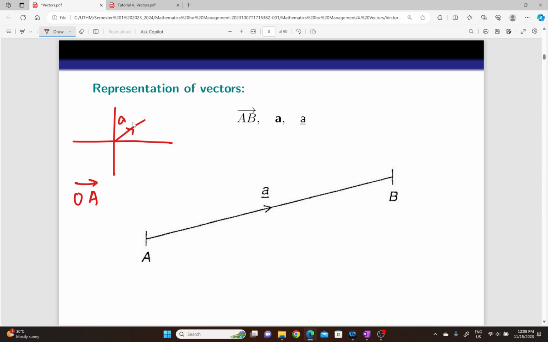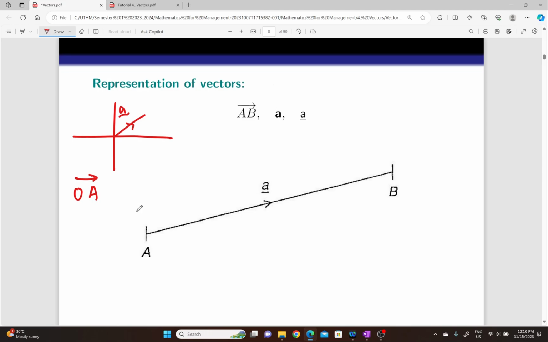Another notation is a tilde. Normally when we use bold, this is bold. When they print a vector A, they put it bold. But when we write, we cannot write bold, isn't it? We're just going to write like this. So to differentiate a letter with a vector notation, we put a tilde here. So all these are notation for vector.